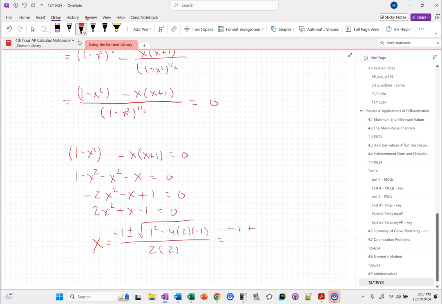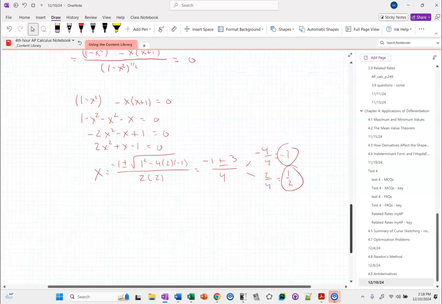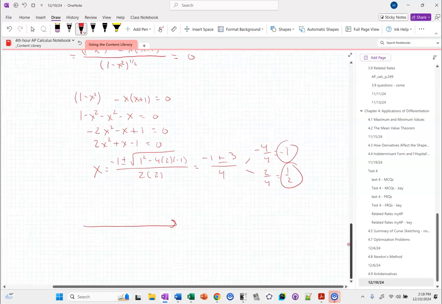So 4 times 2 times -1 is -8. So that's going to be 9. Square root of 9 is 3. So there we go. That's better. All right. And then I first derivative test these guys.